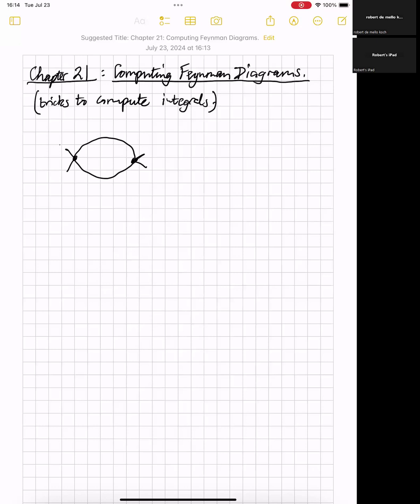We've got a momentum P1 flowing into this leg. We've got a momentum P2 flowing into that leg. We've got a momentum K flowing in the loop. And if K is flowing into the vertex like this, then flowing out of the vertex has to be K plus P1 plus P2. I'm just using the momentum space Feynman rules here. So I've assigned momenta to the lines of the Feynman diagram in a way that's consistent with the conservation of energy and momentum.